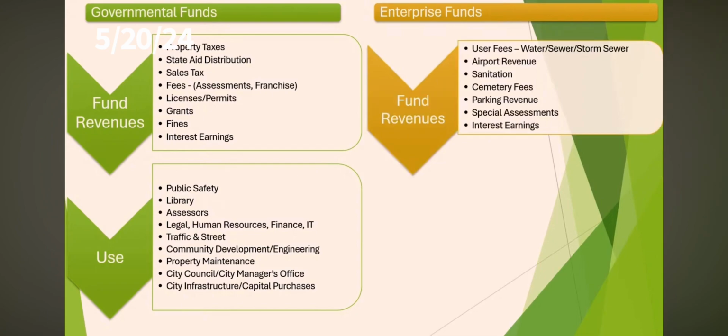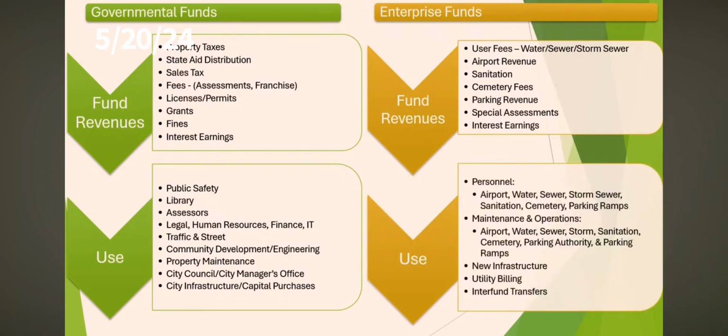Enterprise funds, the revenues generally come from user fees, airport revenue, sanitation, cemetery fees, special assessments, interest earnings. Uses, again, personnel, providing the services that we're charging a fee for, infrastructure, maintenance of the infrastructure, and doing the billing for those services as well.